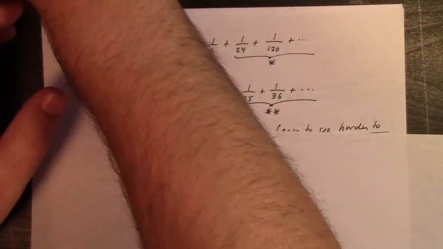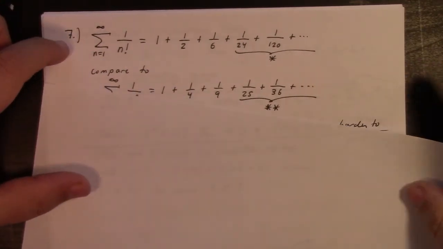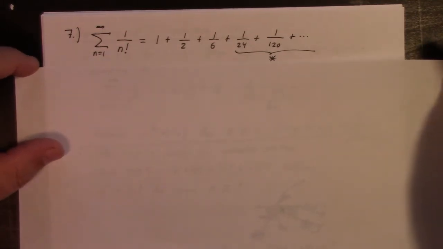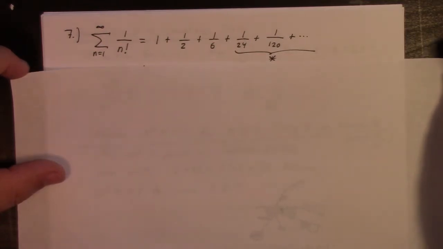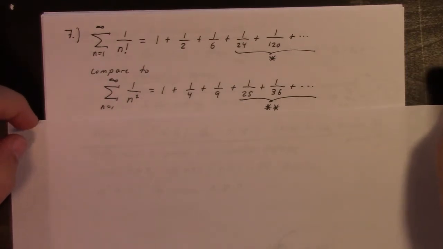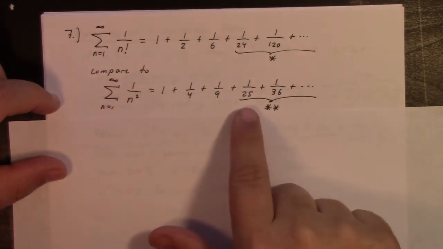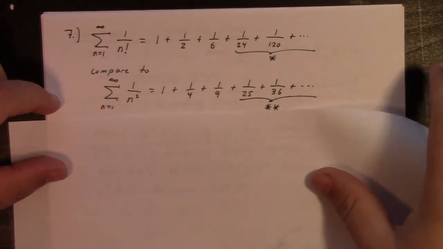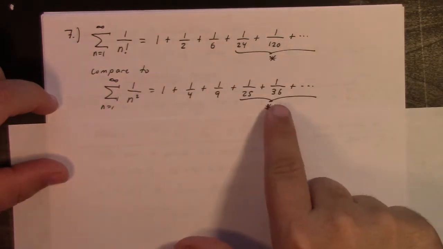Example 7, hopefully I will recover. So here we have 1 over n factorial. And so that's 1 plus a half plus a sixth plus a 24th plus a 120th and so forth and so on. And I said, well, we can compare this to the p equals 2 series, because if you're looking past this point, you're going to have something that's smaller. There's something larger because the denominators are larger.